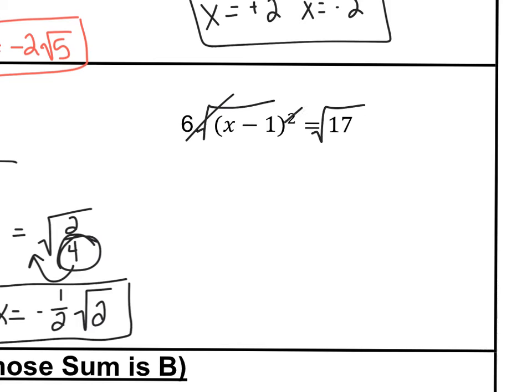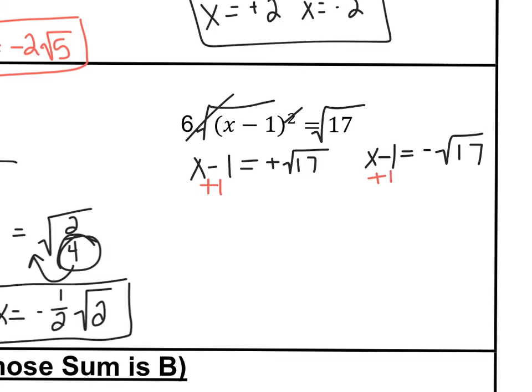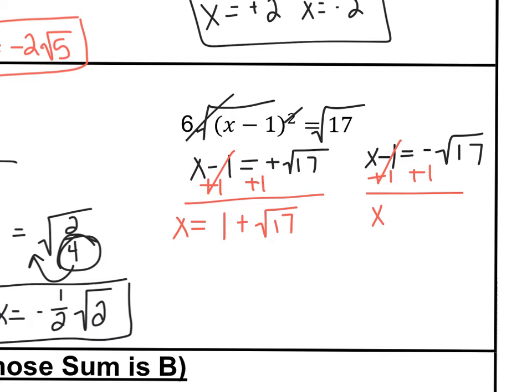Since I cannot take the square root of 17, I'm going to leave it as a positive square root of 17, and I'm going to leave it as a negative square root of 17. One more step. Plus 1. Now when I move the 1 to the other side, I'm going to put it in front of the plus sign and in front of the minus sign. So x equals 1 plus the square root of 17, and 1 minus the square root of 17.